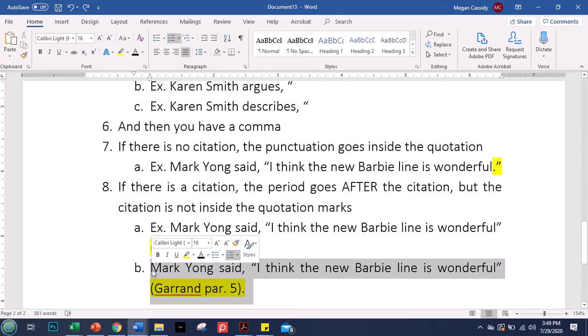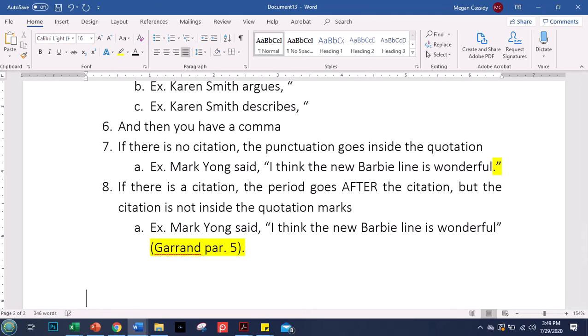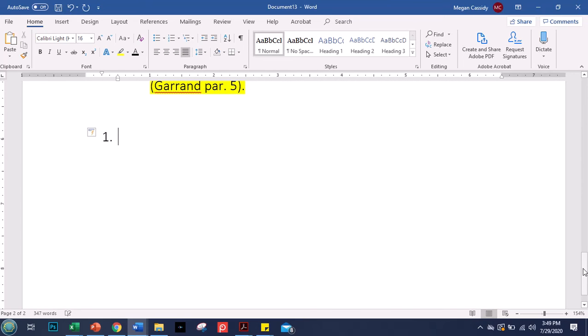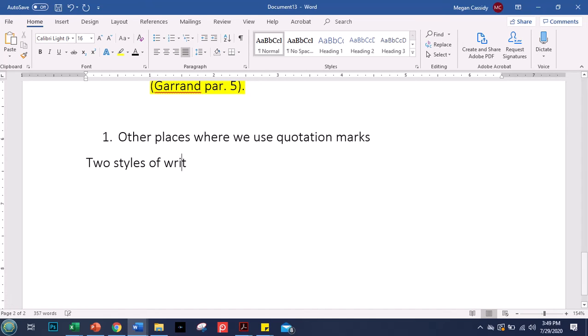Okay, so that is a review of what we learned last time. So the first thing that I want to talk about this time are other places where we use quotation marks. In MLA formatting, we have two styles of writing out titles.